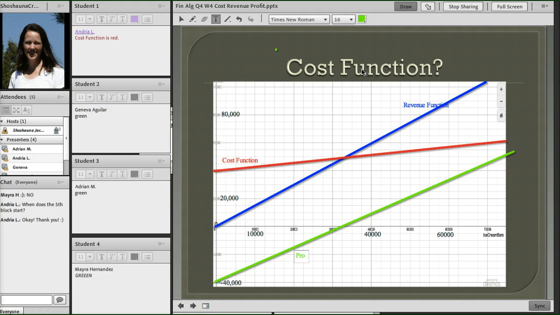So this one is a profit. Okay. Now that we've identified what all the functions are, where all the lines are, I want you to look at that picture and is there anything you notice about the lines, about the picture, just about anything? Is there anything you notice?